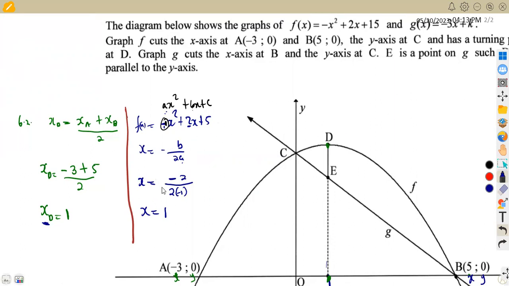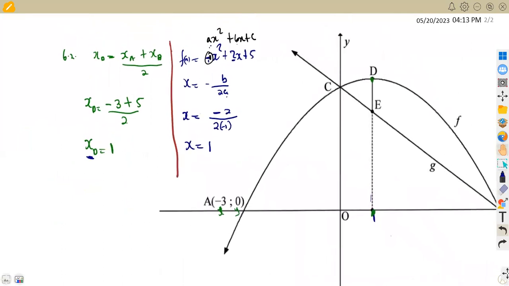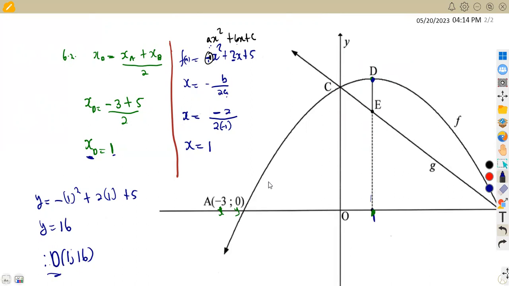Okay, so with this value of x now, we can determine the value of y by substituting into the original function, which is our f of x. So this is going to give us the value of y. So the y value is going to be, if we substitute here, -1 squared plus 2 into 1, that is plus 5. So in place of x, you are substituting 1. So this is going to give us the value of y, which is 16. So thus the point D here has the value of x, which is 1, and the value of y, which is 16. Remember, this gives us a point. So that is going to be our point D in this case.